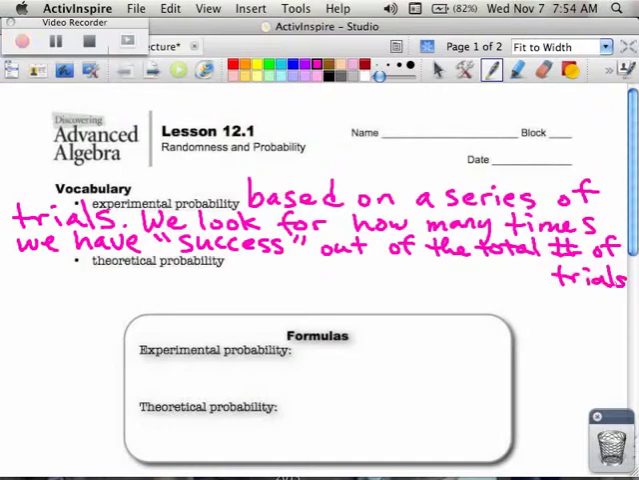So for example, if I'm rolling a set of dice, and I say, what's the likelihood or the probability that I'll roll a total of 5 when I roll 2 dice? Rolling the 5 for the total is the success. And however many times I roll the dice, that is the total number of trials that I'm talking about.